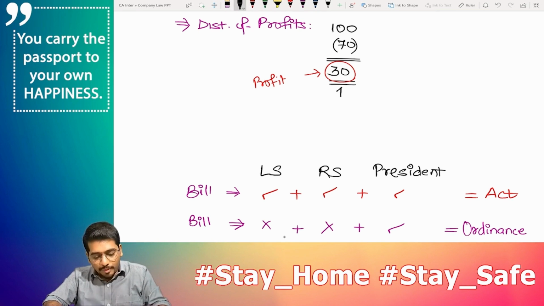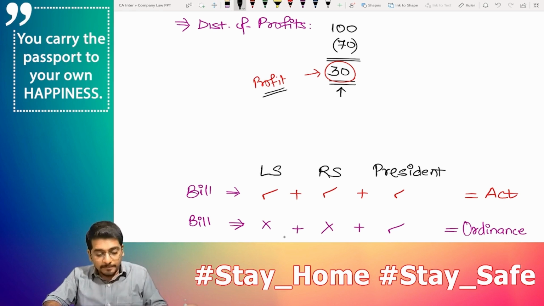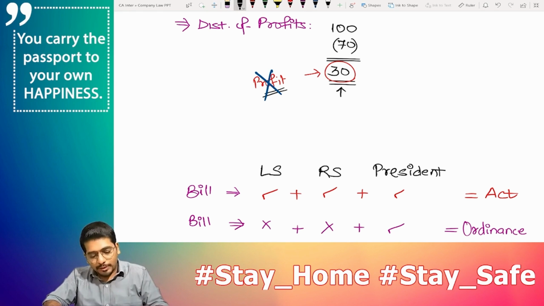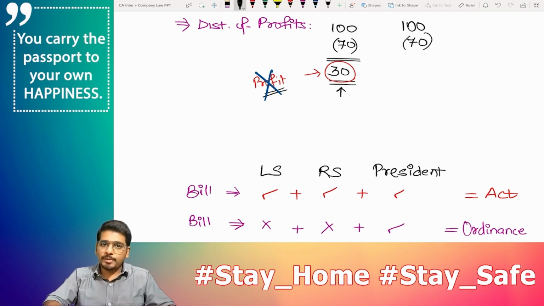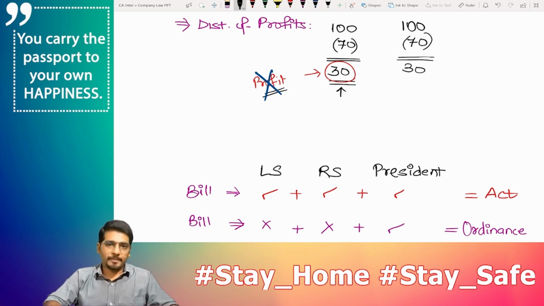Can you make distribution of profits out of this? Answer is no, sir. Because this profit is not your actual profit. No. I'll tell you what is actual profit. When you got an income of 100 rupees and then you spent 70 rupees from your pocket, you got 30 rupees in your hand, right?